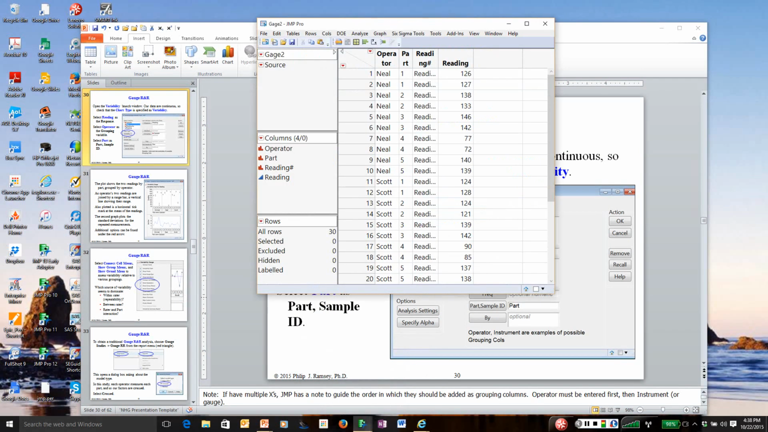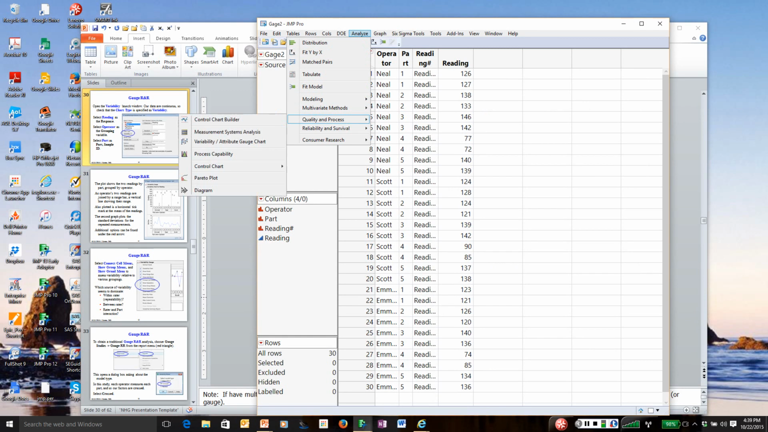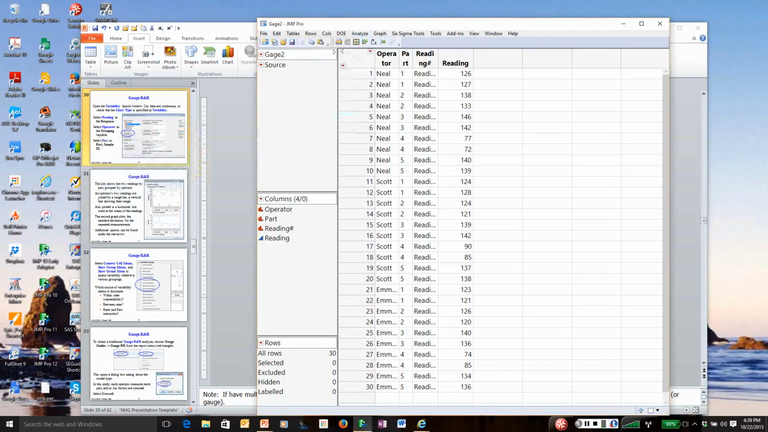Okay, so here's the data. So we have operators, parts, and readings. Those are the measured diameters. So we go to Analyze, Quality and Process, and pick, there's 2 choices, but go ahead and pick Variability / Attribute Gauge Chart. We'll use just one platform. JMP actually has 2, but I want to be consistent and just use one.